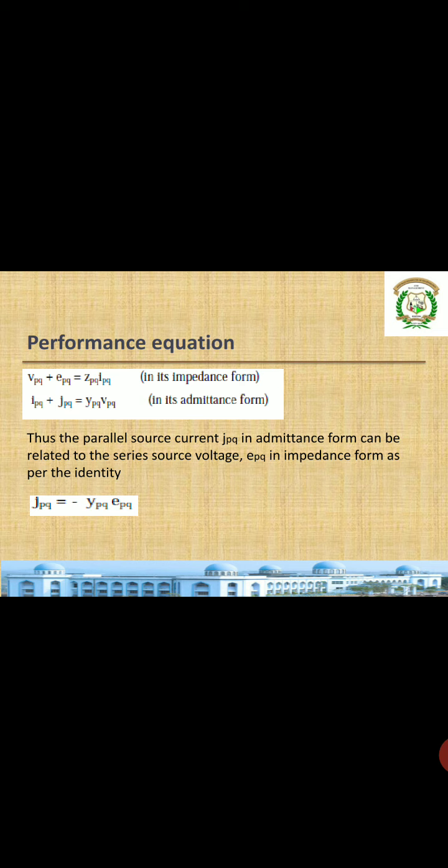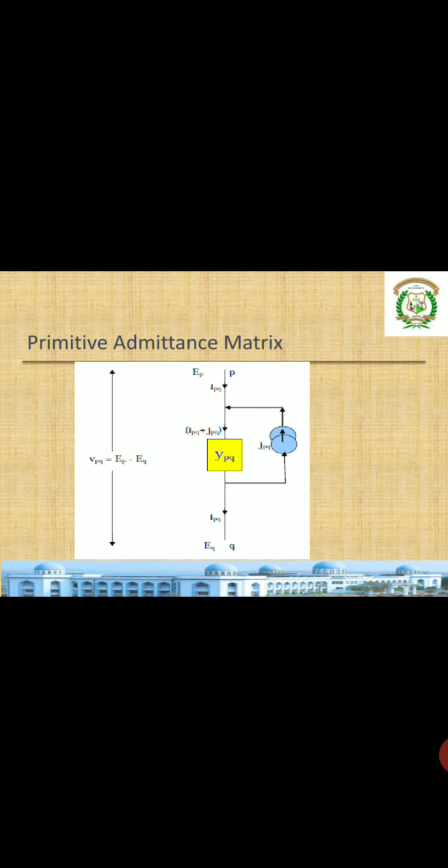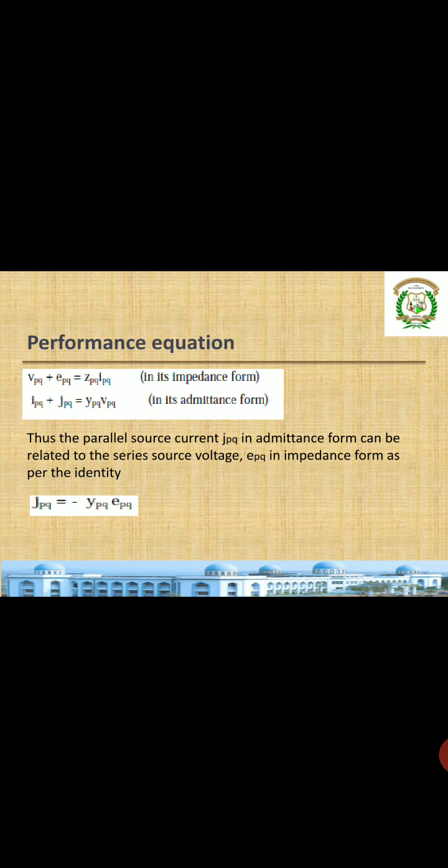Coming to the admittance form, the sum of the currents IPQ plus JPQ will give you YPQ times VPQ. See here in this figure. Here IPQ is the current coming from the node P and JPQ is the current source. The addition of these two currents, IPQ plus JPQ, is the same as YPQ times VPQ.